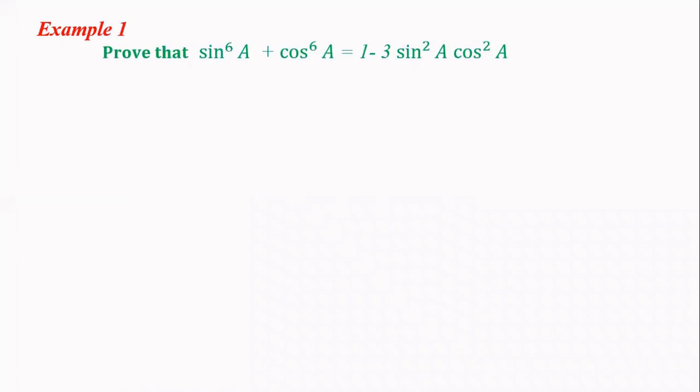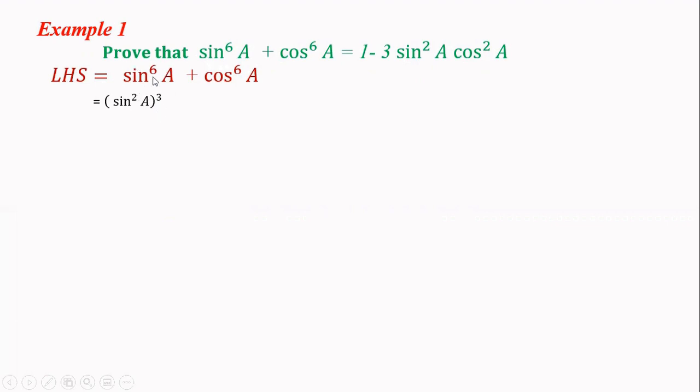Example 1, prove that sin^6 A + cos^6 A equals 1 minus 3 sin^2 A cos^2 A. To prove this, we are going to start from the left hand side. This is the left hand side.